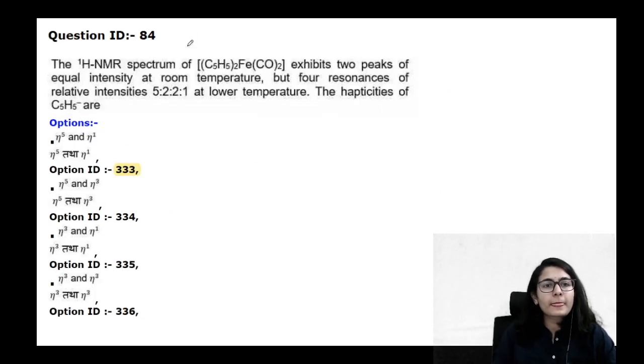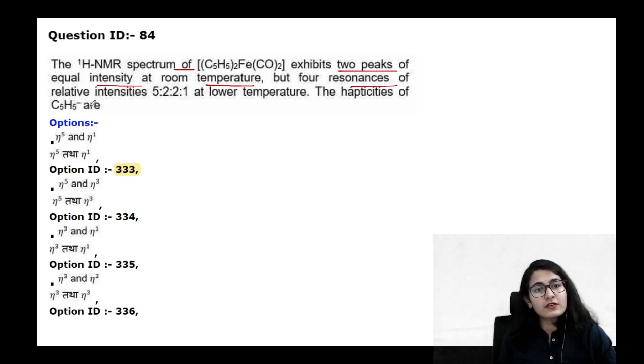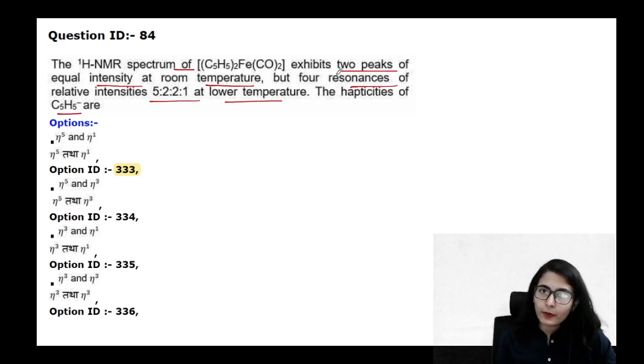Okay. The proton NMR spectrum of (C5H5)2Fe(CO)2 exhibits two peaks of equal intensity at room temperature, but four resonances of relative intensities at lower temperature. Hapticities of the C5H5 are. Now, these kind of questions are very nicely given in BD Gupta. So I would suggest all of you to just do these questions from that book. You will have a very good clarity on it.